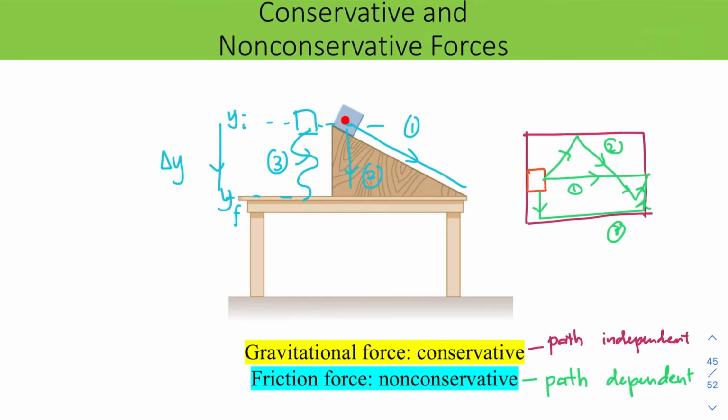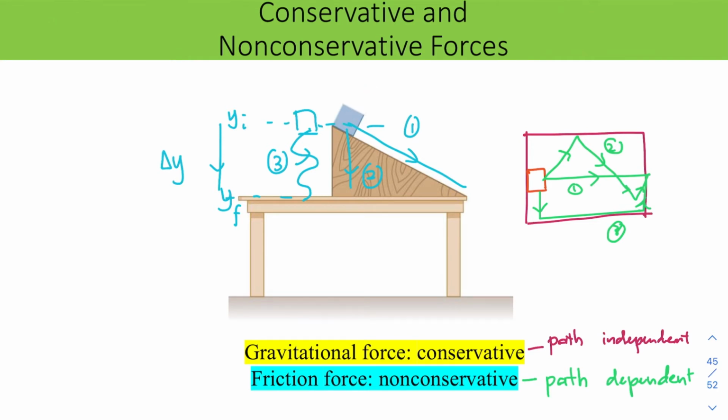We have a block on the upper part of the ramp, and the ramp has a rough surface. Let's say the block is going to move from the upper part of the ramp until the end of the ramp. So we have two kinds of forces involved here: firstly, the frictional force, and then also weight or gravity.